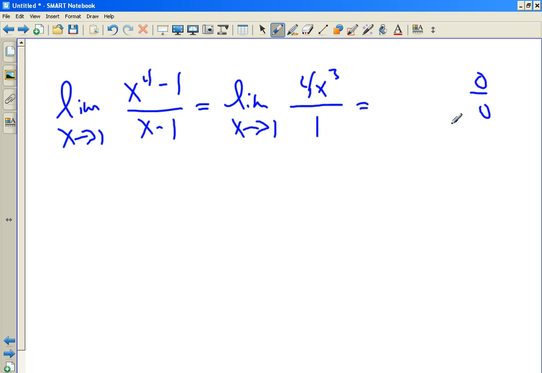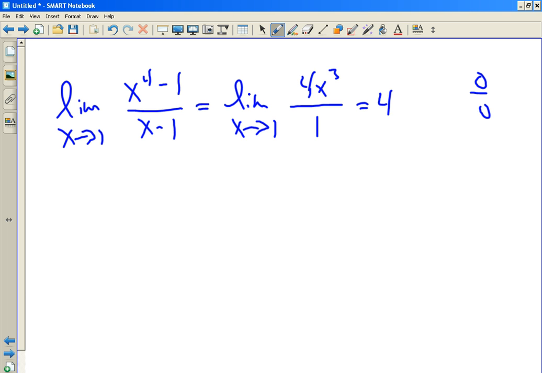If it's still 0 over 0, do derivatives again. If it's still 0 over 0, do derivatives again. As soon as it changes, you either have an answer or it's something over 0, it's undefined. Well, plug in 1. What do you get? Isn't that what we got before? That's exactly what we got before, right?